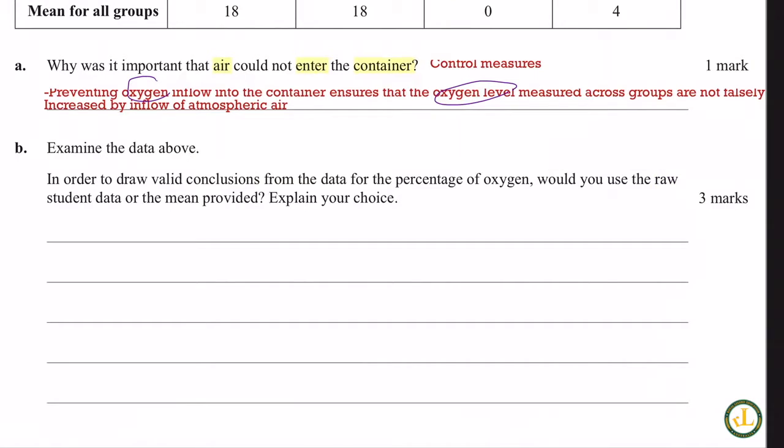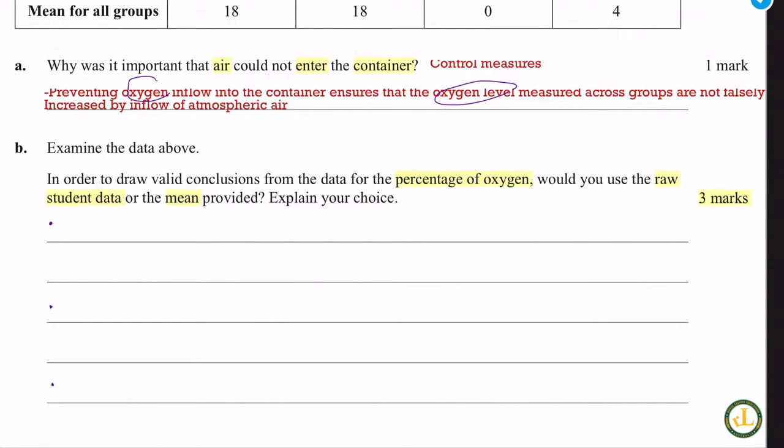In order to draw valid conclusions, would you use raw data or mean provided? So again, keywords: mean, student data, percentage of oxygen, and explain your choice. Note that this is a 3-mark question, so we are expecting at least 3 points. First thing I'm going to do is draw 3 dot points, just to make sure that I know how many points I need to put down in this answer. In this particular question, you can't just explain either raw student data or the mean. You need to talk about both, because we're actually comparing which method is best.